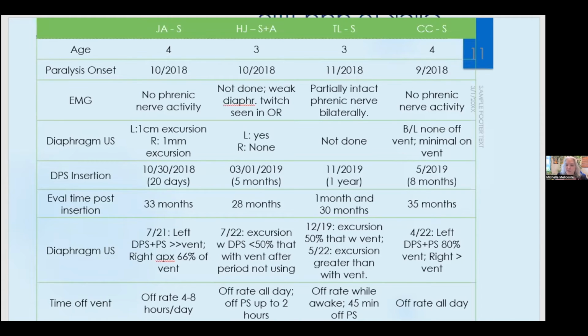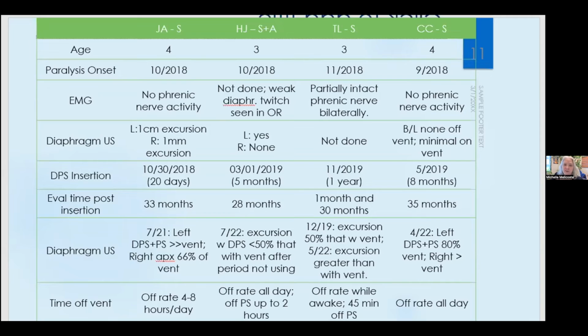But only 2 of them are actually able to be off the pressure support, meaning they're totally off their vent. One was up to 2 hours and the other was up to 45 minutes. Physiologically, I don't think there's any reason they couldn't go longer. I think with that patient, again, it was anxiety and discomfort. Hopefully as they get older and we continue to work with them, we might be able to increase that time. But those findings don't necessarily correlate very well with what we see on diaphragm ultrasound.